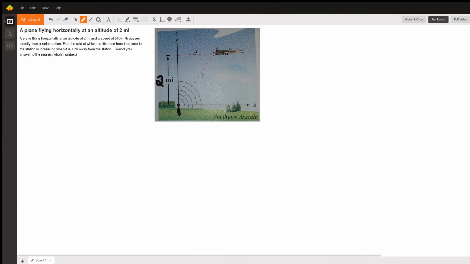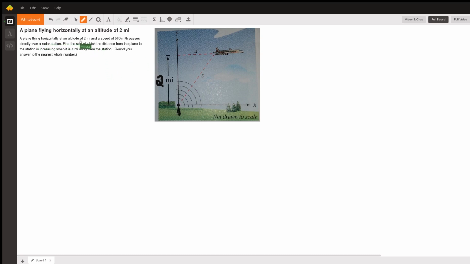of change problem or a related rates problem about how quickly the distance between an airplane and a radar station on the ground is changing. So I found this figure and I had to change one of the numbers, but this is basically what's happening.